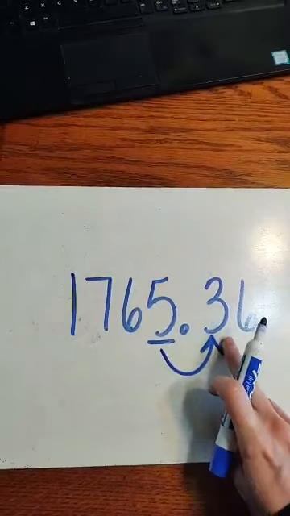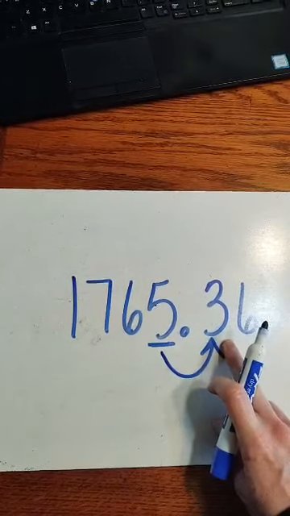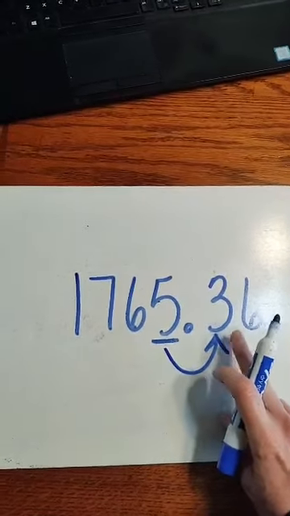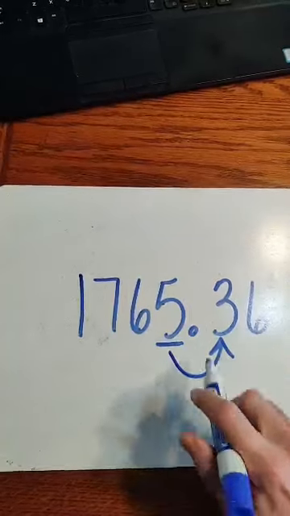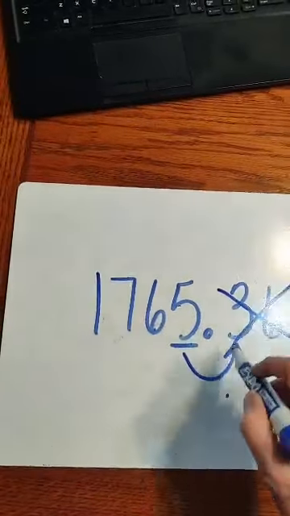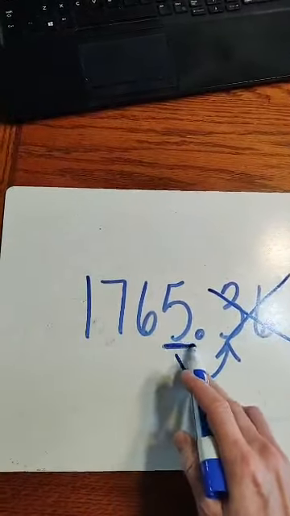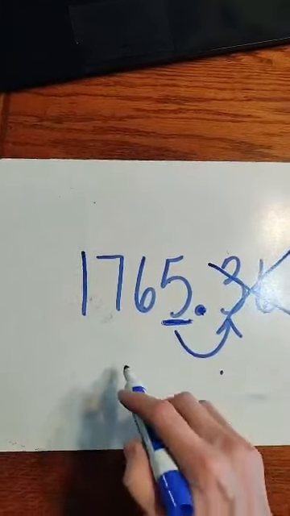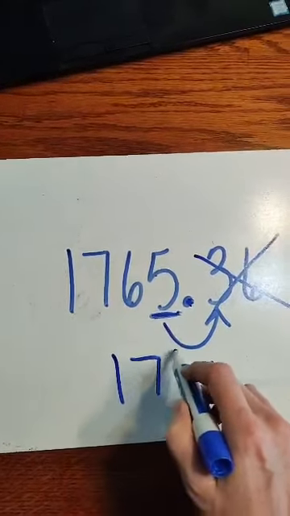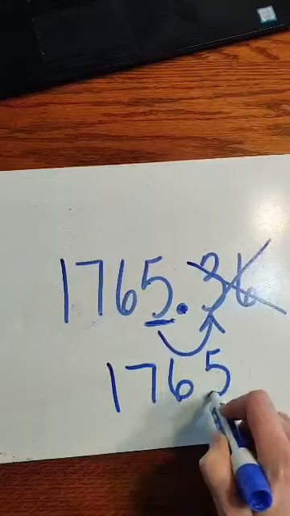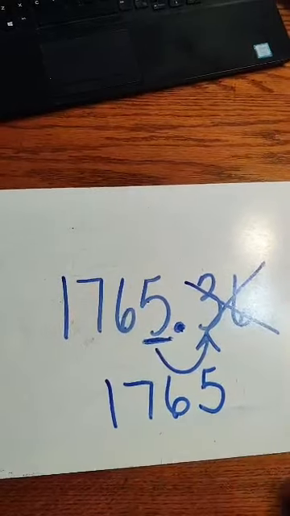So is 3 4 or less or 5 or more? You're right, it's 4 or less, so we're going to stay. So remember, these are just gone because they're after my underlined number and they're decimals. So my number is 1765.